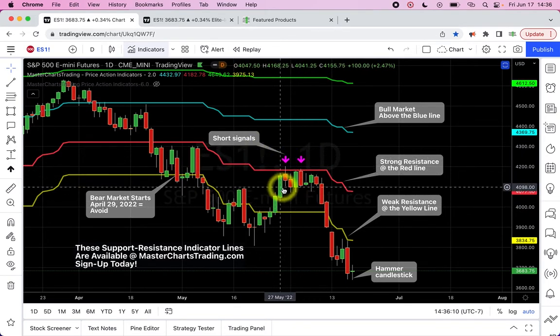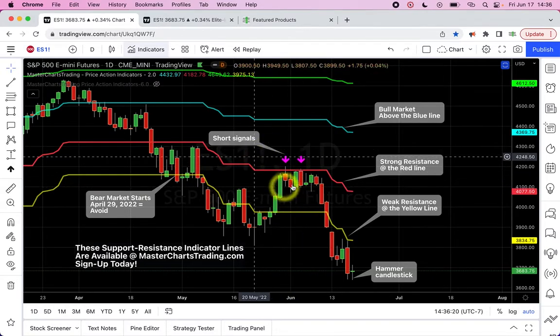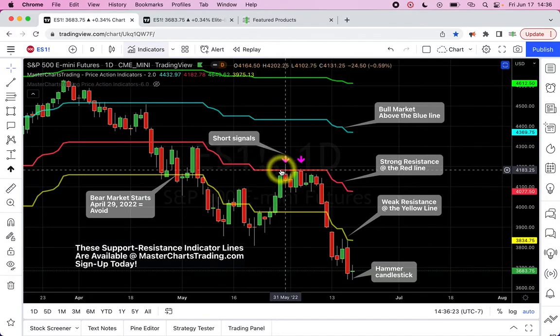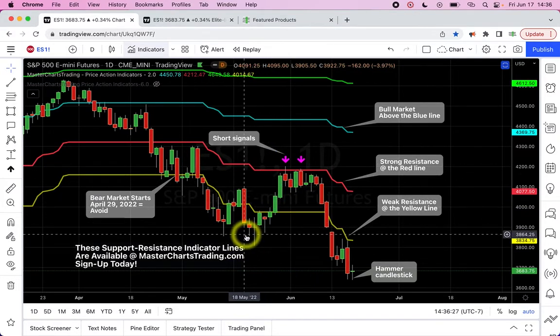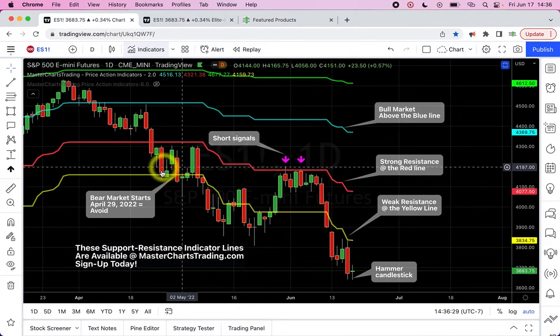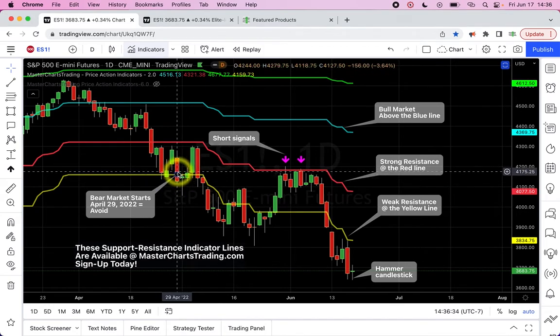I didn't need to know anything about the Federal Reserve. I didn't need to know anything about pretty much anything. The only thing I really needed to know is whether or not the stocks have hit a red support resistance line from below. So for stocks, the S&P 500, you can see that the bear market, according to my system, started right there where I'm hovering, on the 29th of April of this year. So this is the beginning of a downtrend.